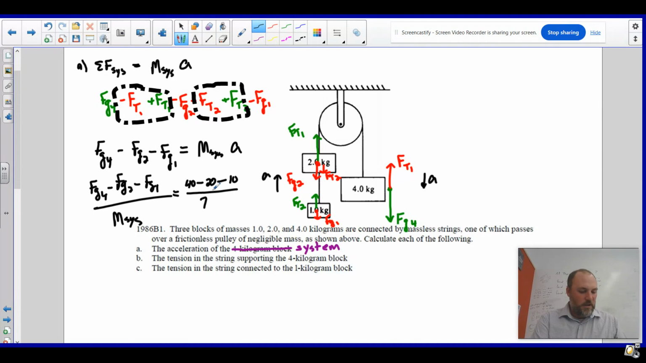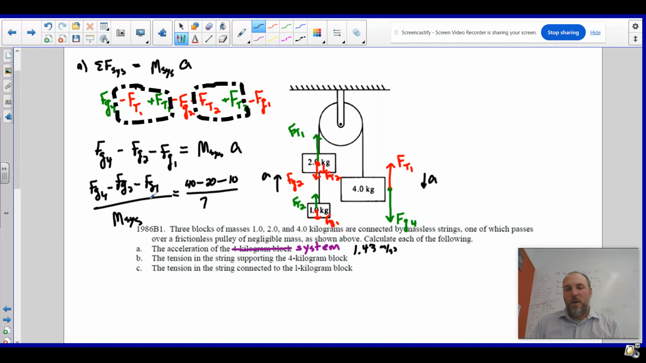So we have a total of 40 minus 20 minus 10, divided by the 7, and I'm coming up with an acceleration of about 1.43 meters per second squared. Okay, so that system approach does make this a little bit simpler than trying to solve a system of equations. But the one thing that it does is it eliminates those tensions. We don't need to worry about them when we sum the forces on the system.